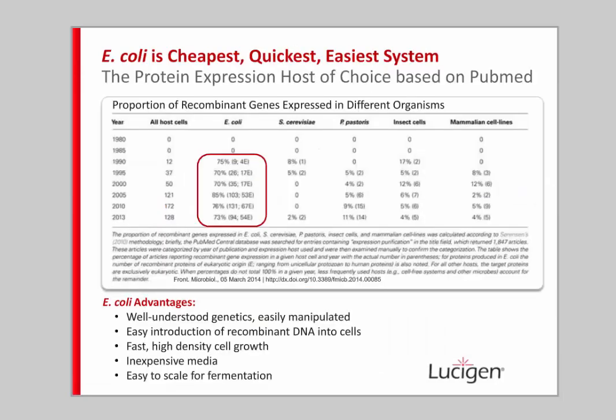So now let's talk about E. coli as a host for recombinant protein production. According to a 2014 search of PubMed articles, over 70% of recombinant proteins are expressed in E. coli, and that's a trend that continues throughout the years.